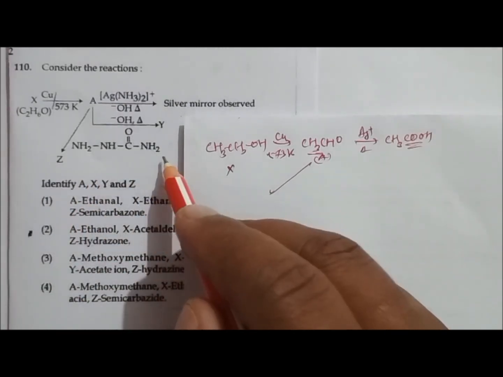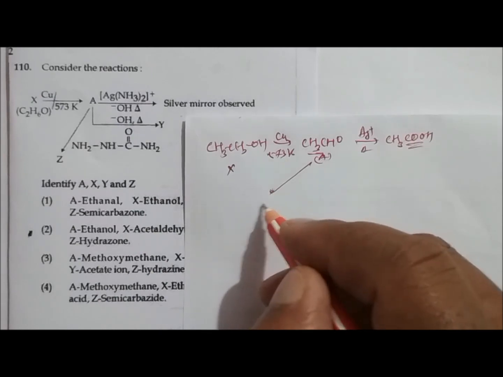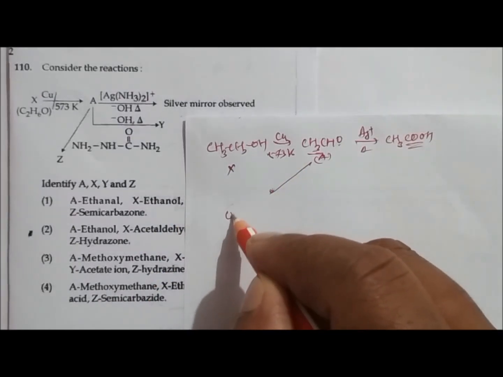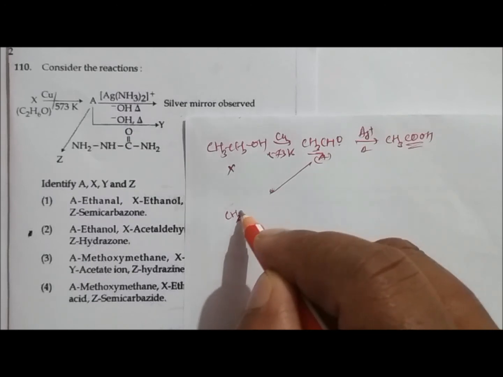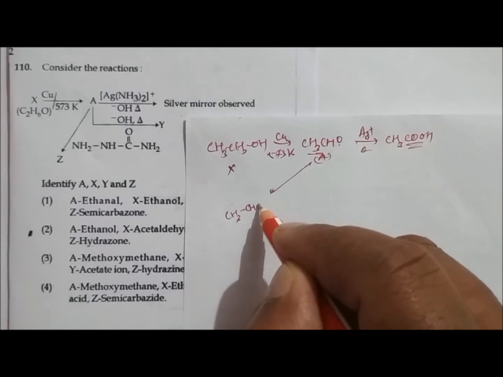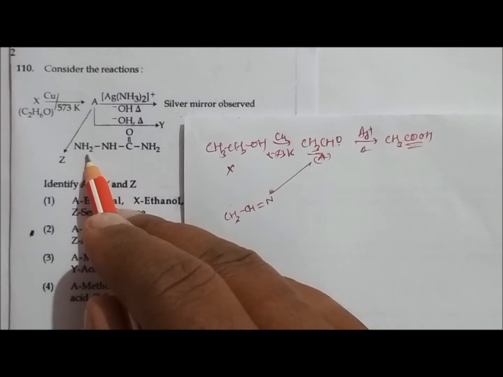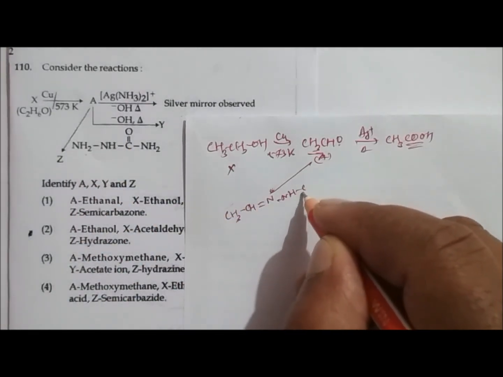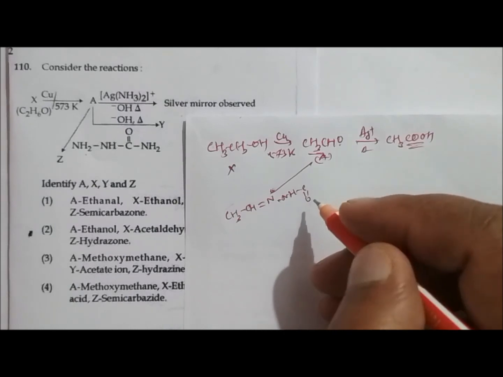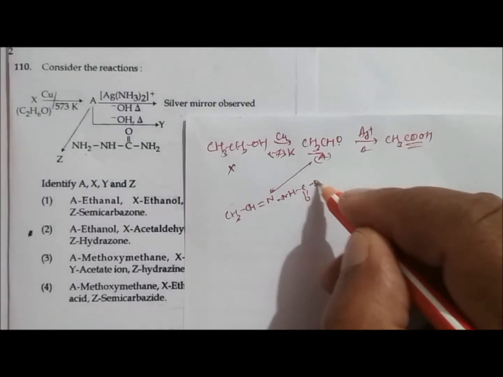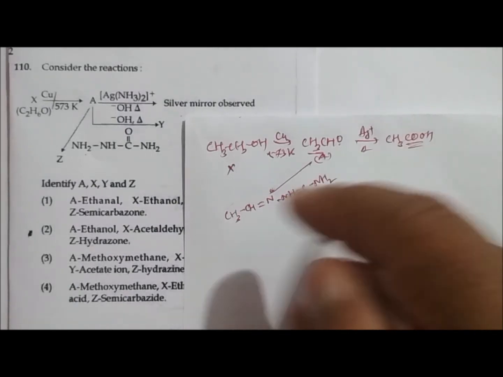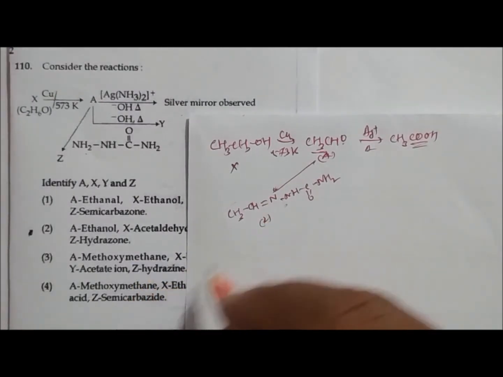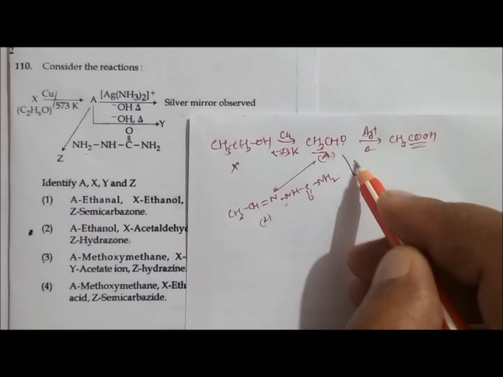If you are reacting with NH2NHCONH2, it will come onto Z compound, so it will undergo a dehydration reaction. So now it becomes CH3CH=N, and hydrogen plus oxygen, water molecule is eliminated. So this will convert into your semicarbazone. This is the semicarbazone, so semicarbazone is our Z compound, and again this will undergo the aldol condensation.